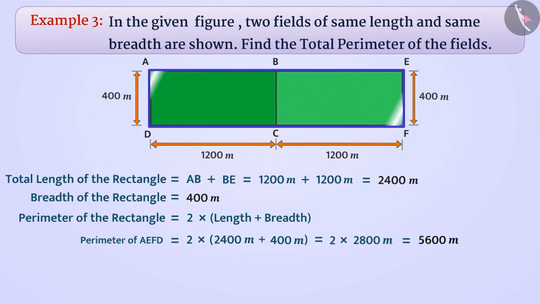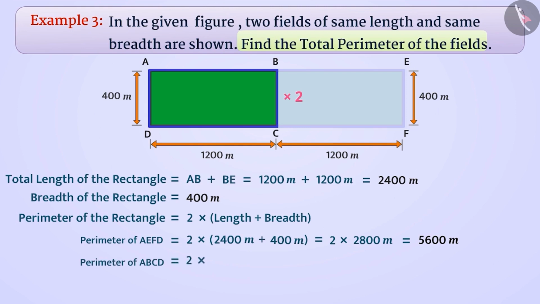Just think, here, both the fields have the same shape. If we find the perimeter of one field and then double it, then will we be able to find the total perimeter of both the fields? Let's try it out. Here, the perimeter of the rectangle ABCD will be 2 into (1200 meters plus 400 meters), which is equal to 2 into 1600 meters, which is equal to 3200 meters.